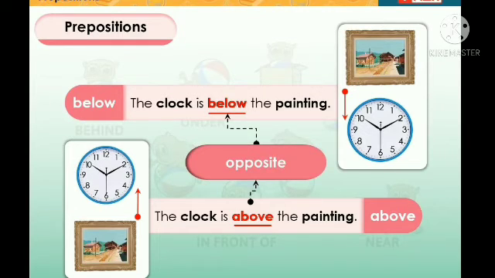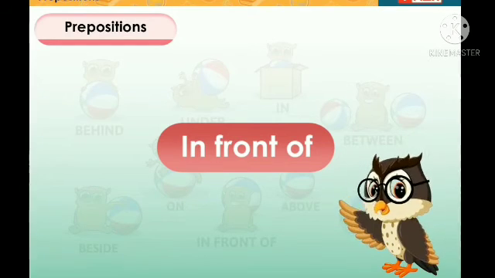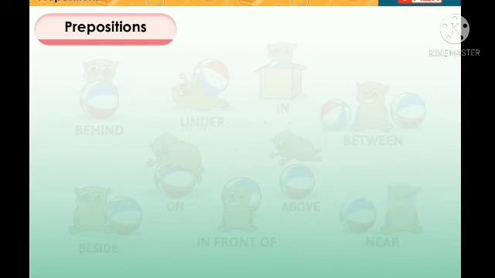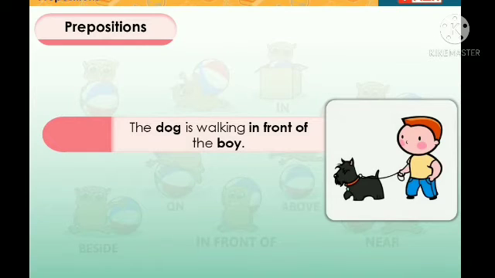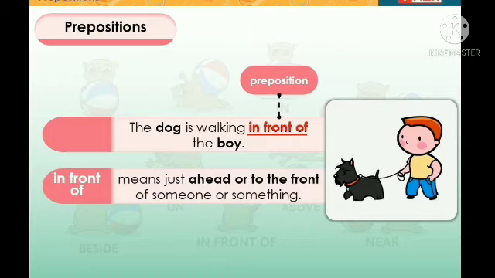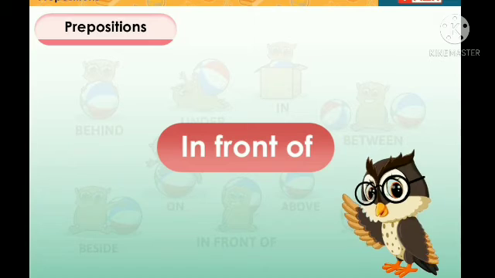The next preposition that we will learn is in front of. Look at the following examples. The dog is walking in front of the boy. The preposition in front of means just ahead of someone or something. Here, the dog is placed at a position that is just ahead of the boy. So, we say that the dog is walking in front of the boy.